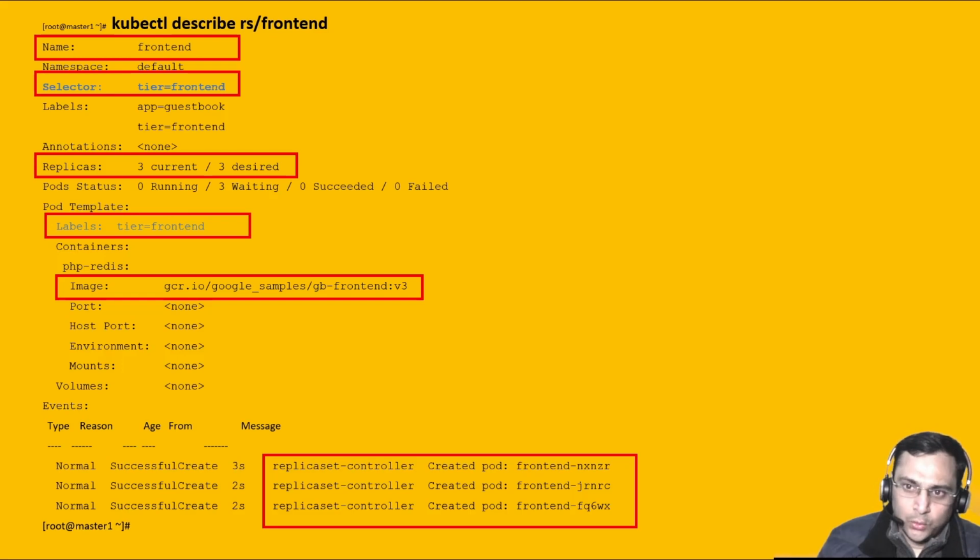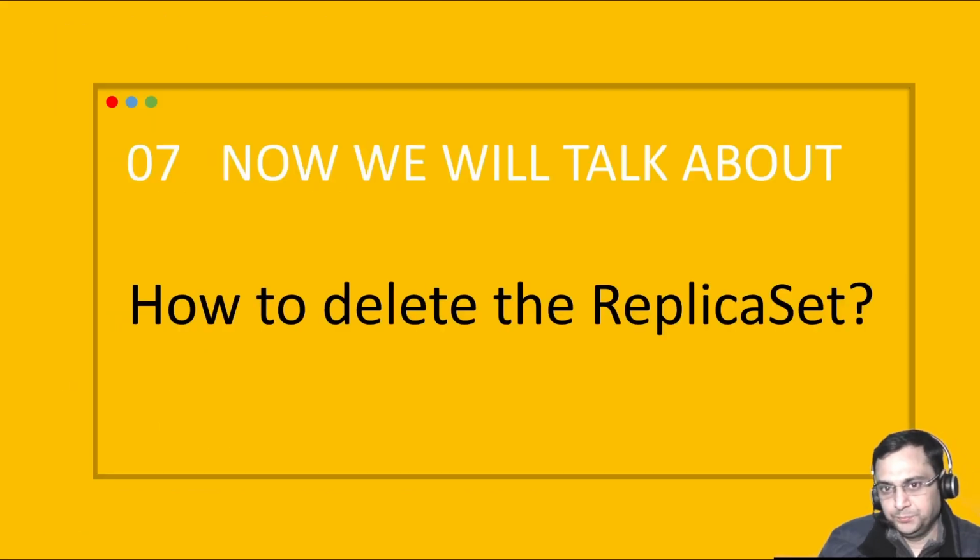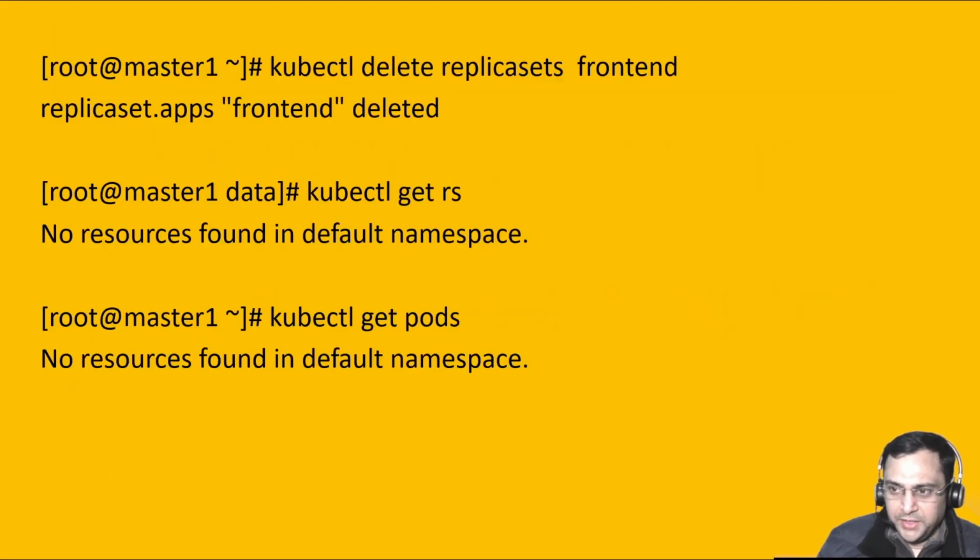Next topic is how to delete the replica set. The commands are very straightforward. kubectl delete replicaset and then replica set name. How to verify if our replica set and its pods are deleted? So we can execute the command kubectl get rs. Rs is the short form of replica set.